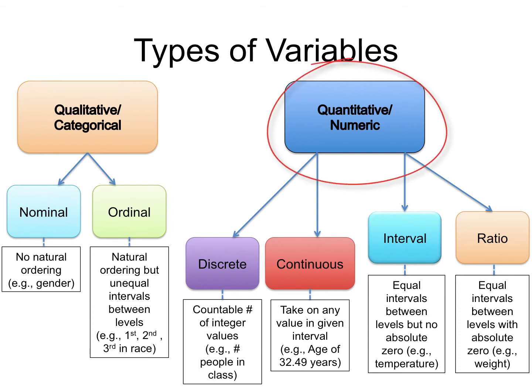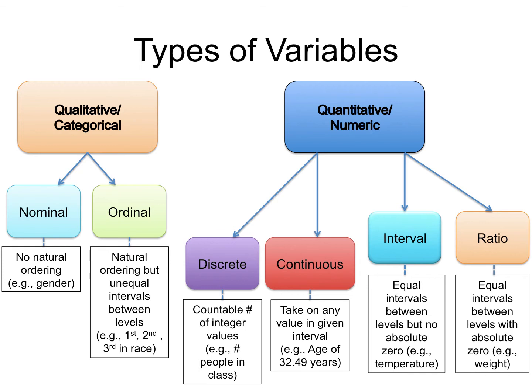Quantitative variables also have different scales of measurement. These can be interval, where there are equal intervals between each level, but no absolute zero. One example is temperature. If you compare 40 degrees to 20 degrees, there's a 20-degree difference, but it doesn't make sense to say that 40 degrees is twice as hot as 20 degrees. And while temperature does have 0 degrees, this is arbitrary, so it doesn't mean there's a complete lack of temperature.